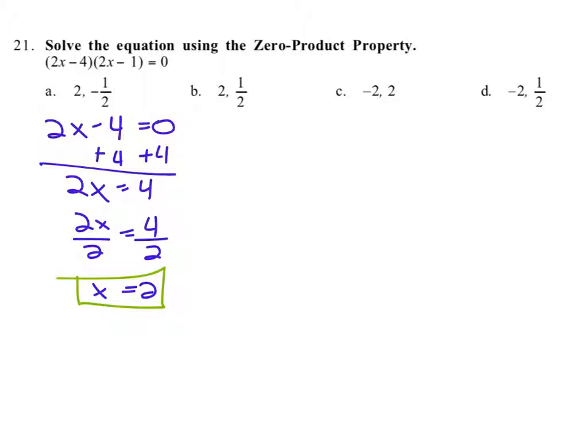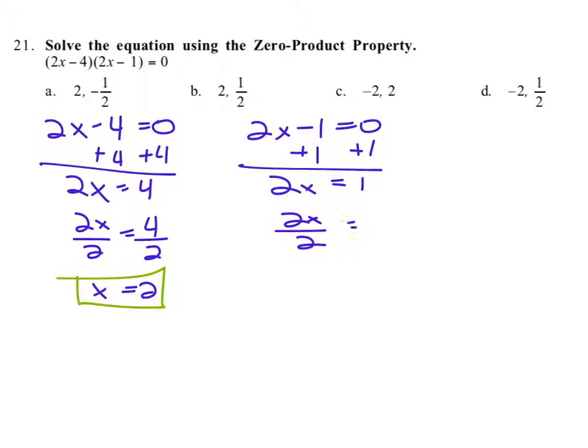Or it might have been the 2x minus 1 that was equal to 0. Okay, that would have made the whole thing 0. There's a value for that. Both of these numbers, when plugged in for x, will result in 0 as an output. And where's that one? 2 and 1/2. It's B.